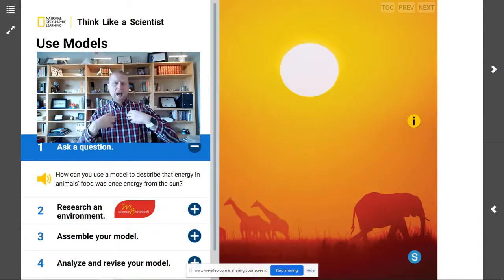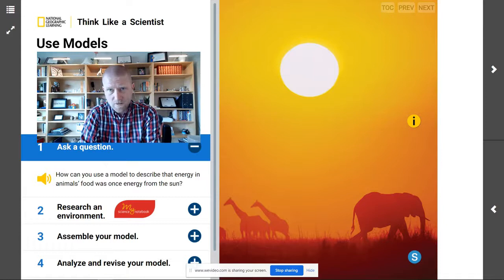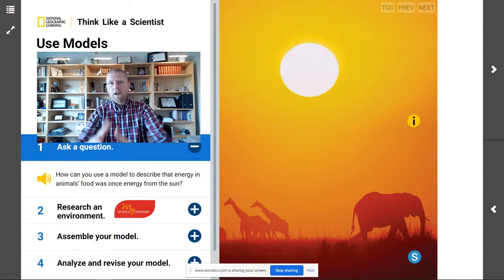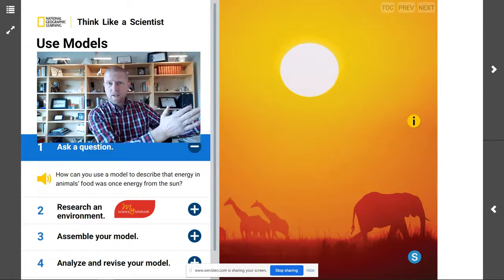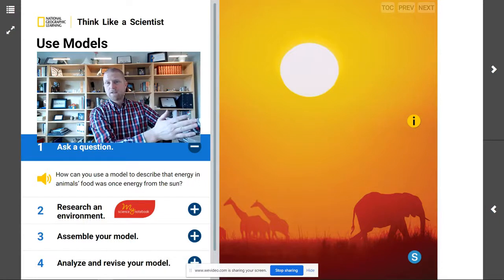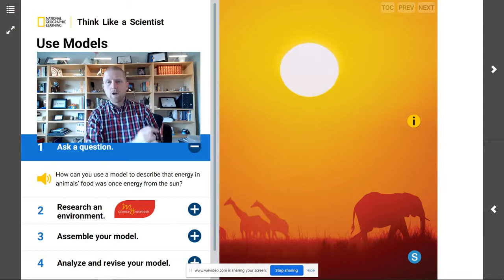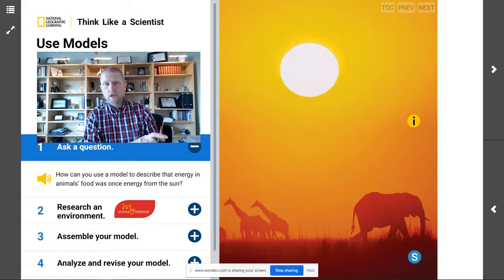Hey there, scientists. I am Mr. Steier, and this is Mr. Steier's Classroom. Today, we are talking about food chain models. The food chain models are going to look a lot like the Eat or Be Eaten game from the extras on the last lesson, if you got a chance to play it. That's going to give you a lot of support going forward in today's lesson. But your job is to use a model to describe that energy in an animal's food was once energy from the sun.